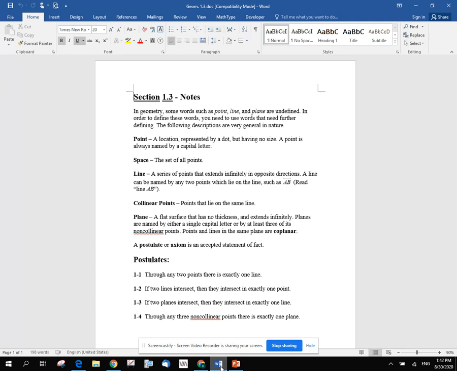So if we define plane the way we just did up above, well, then the line segment that you would see when you put 2 pieces of paper together, intersecting, would actually be a line, meaning that it would go infinitely in those 2 directions. And then postulate 1.4 says through any 3 non-collinear points, there is exactly 1 plane.